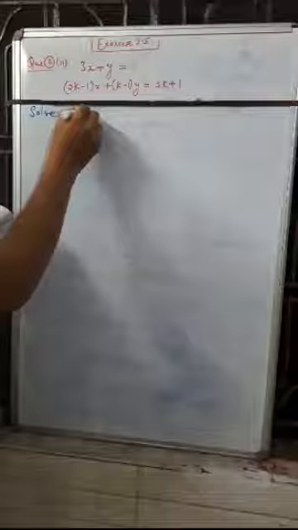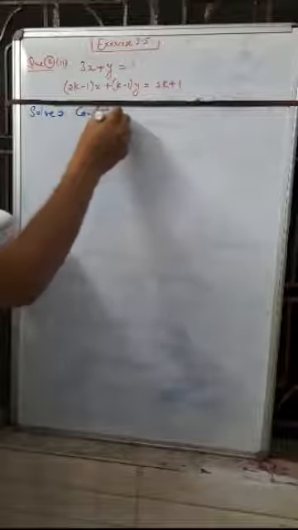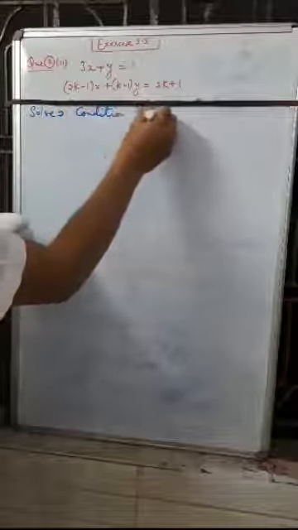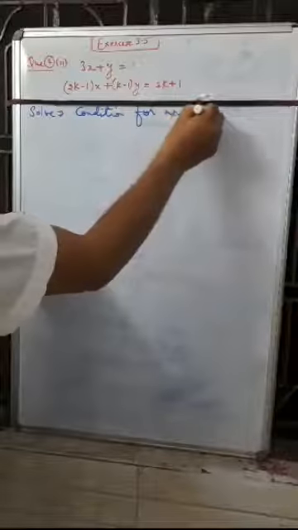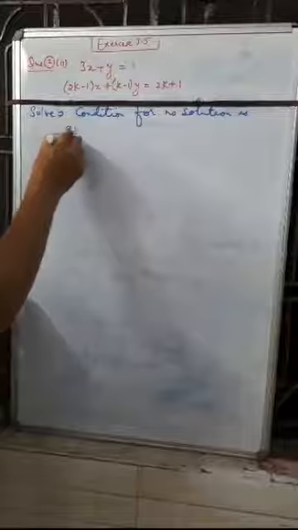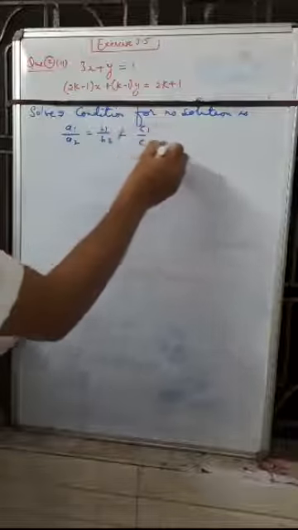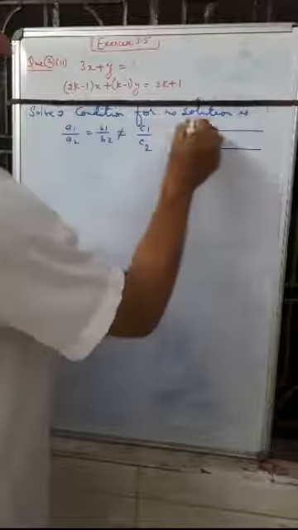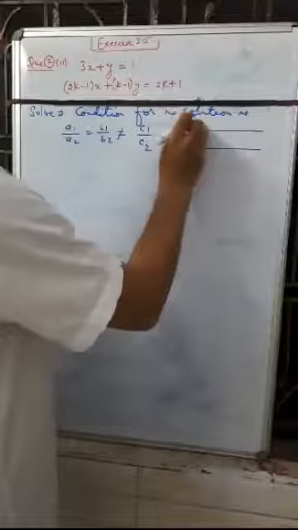So the condition for no solution is a1 upon a2 is equal to b1 upon b2 but does not equal c1 upon c2. This condition indicates two parallel lines. If there are two parallel lines, there is no solution of this pair of equations. So we have to find out the value of k.